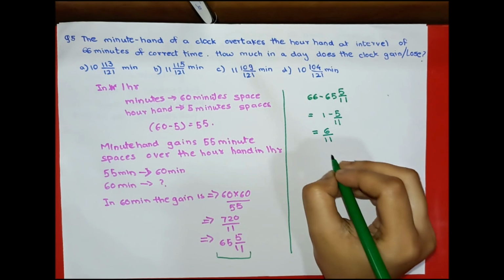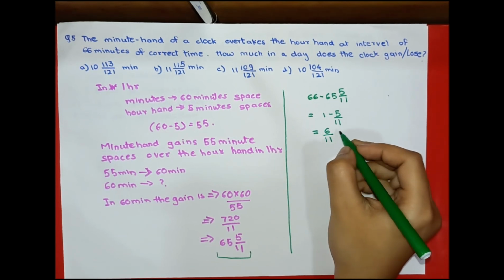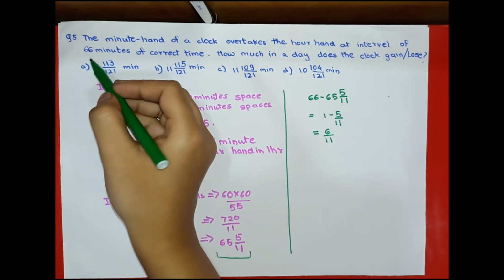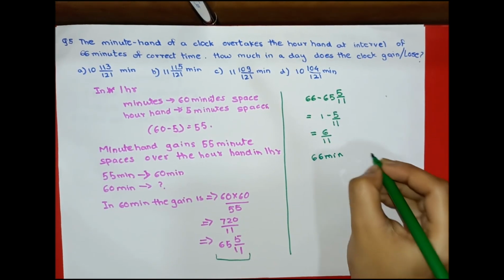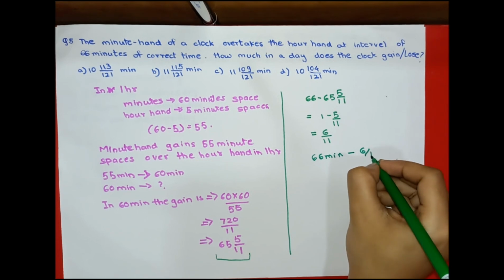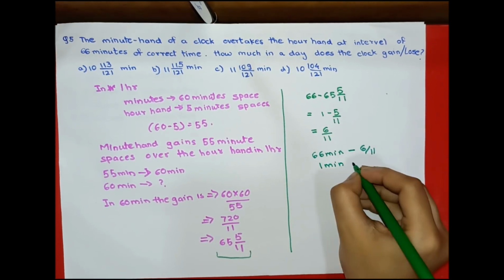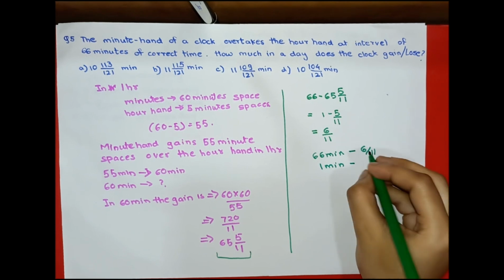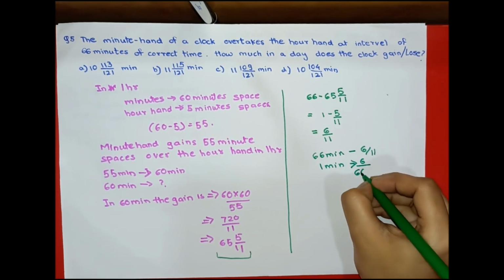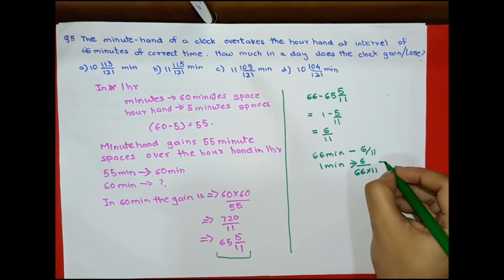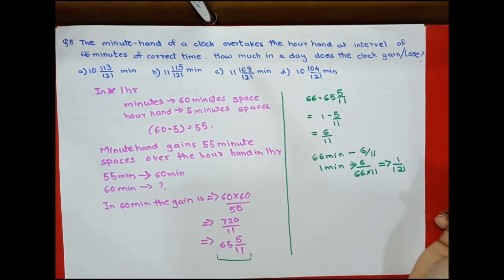So the clock is gaining this 6 by 11 time more, and it is gaining this in 66 minutes. So in 66 minutes, it is gaining 6 by 11. So in 1 minute, how much time will it gain? It will gain 6 by 11 divided by 66, which you get as 1 by 121.